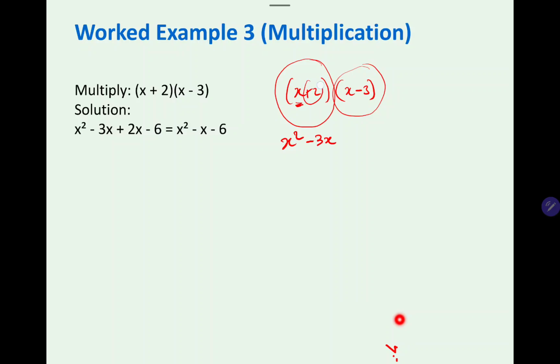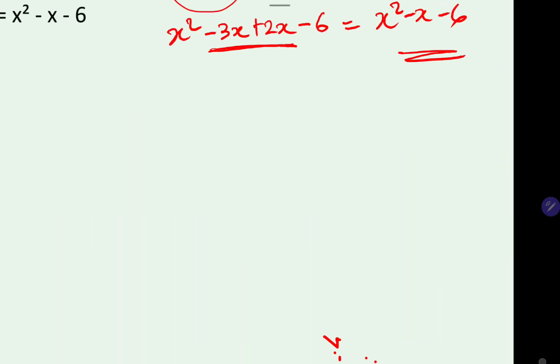Then we move over to the next thing in the bracket, which is plus 2. Plus 2 times x will give us plus 2x. Plus 2 times minus 3 will give us minus 6. So we take matching terms now. The only matching terms we have here are minus 3x plus 2x, which will give us minus x. So this is the same thing as x squared minus x minus 6. Okay, we move on.